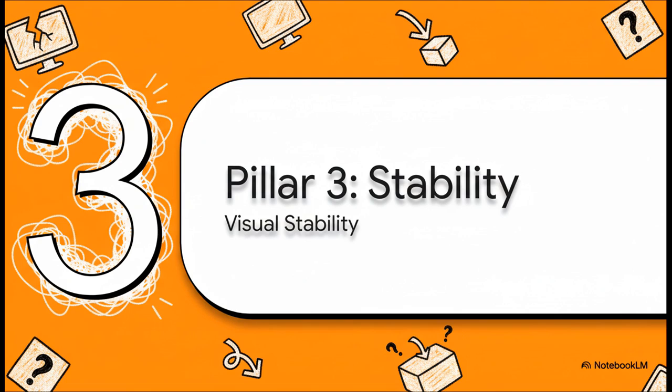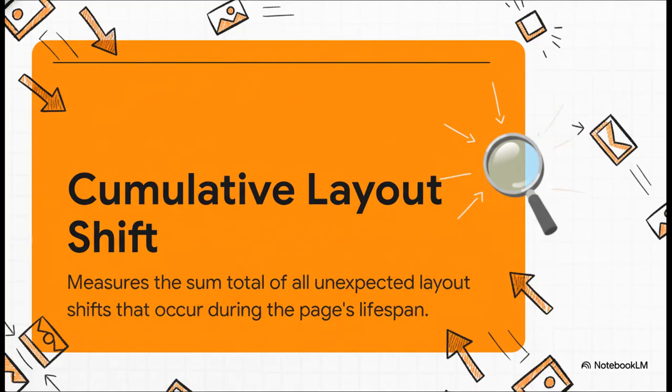Okay, let's move on to our third and final pillar, visual stability. Now, this one might not sound as obvious as speed or responsiveness, but I promise you, you have definitely felt the pain of a site that gets this wrong. The metric here is called Cumulative Layout Shift, or CLS. Basically, it keeps a running score of how much the stuff on a page jumps around unexpectedly while you're trying to read it. It adds up every little shift that happens without you doing anything.